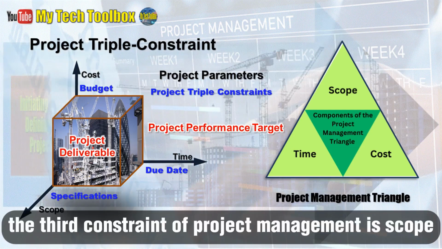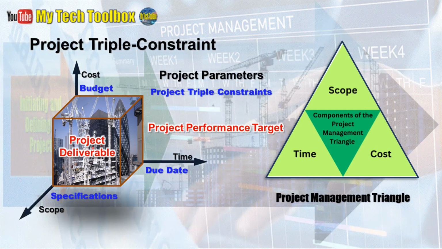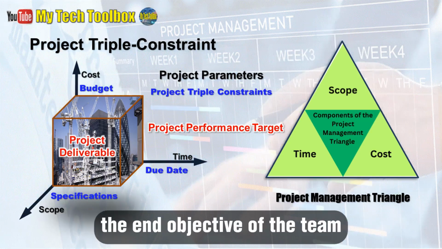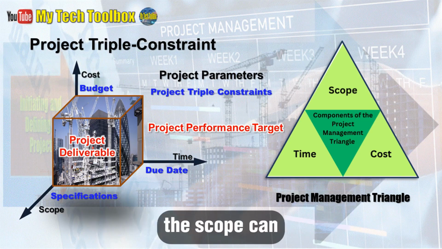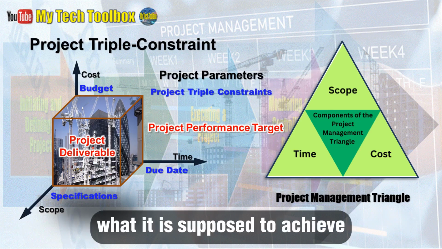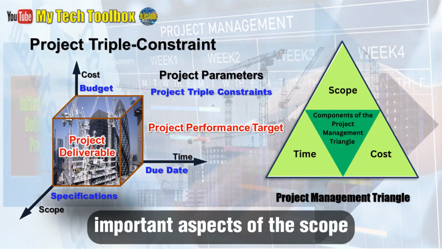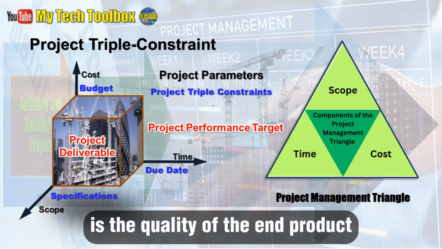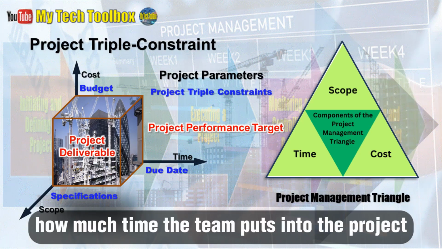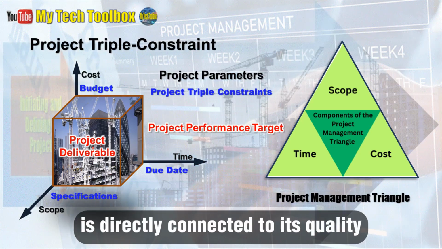The third constraint of project management is scope. Scope can be defined as the tools and resources that are needed to achieve the end objective of the team. The scope can also be defined as the goal of the overall project, what it is supposed to achieve. Perhaps one of the most important aspects of the scope is the quality of the end product or service that is produced. How much time the team puts into the project is directly connected to its quality.